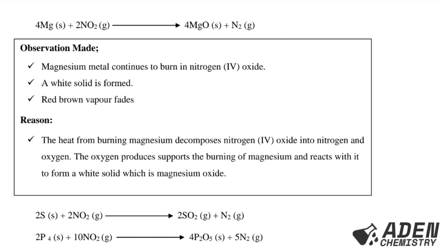We're going to start with magnesium. So 4 moles of magnesium solid will react with 2 moles of nitrogen peroxide gas, and what we are going to get will be 4 moles of magnesium oxide solid and also nitrogen gas.